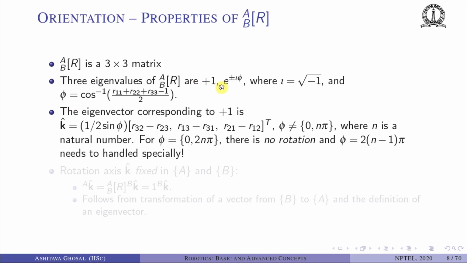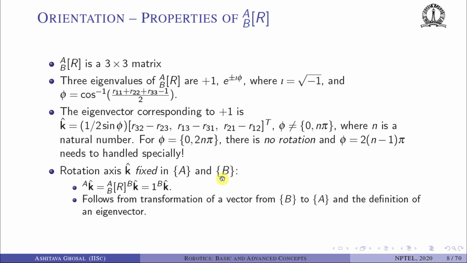Now, corresponding to this real eigenvalue 1, we can also find an eigenvector. The eigenvector is given by k, which is 1 by 2 sin phi times this column vector. The first element of the column vector is R32 minus R23, the second element is R13 minus R31, and the third element is R21 minus R12. As long as phi is not 0 or n pi, where n is some natural number, we are not dividing by 0, and we can determine this k vector. If phi is 0 or 2n pi, then actually there is no rotation, so there is no notion of a rotation matrix, and hence there is no notion of k. If phi is (2n minus 1) pi, then we need to worry about it a little bit. In that case you can show that there are three real eigenvalues.